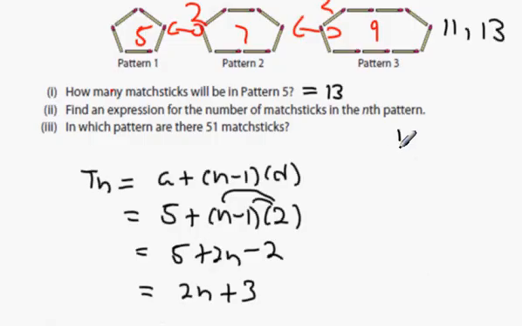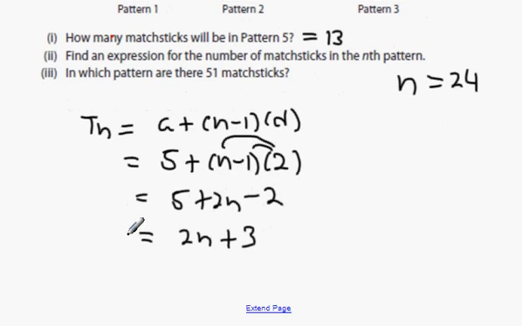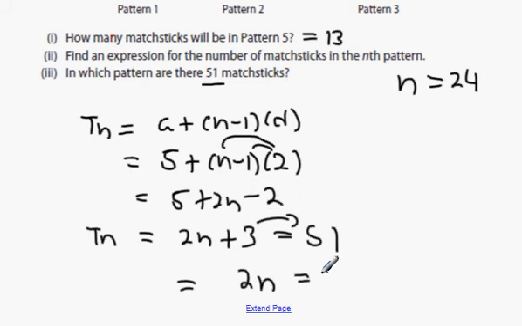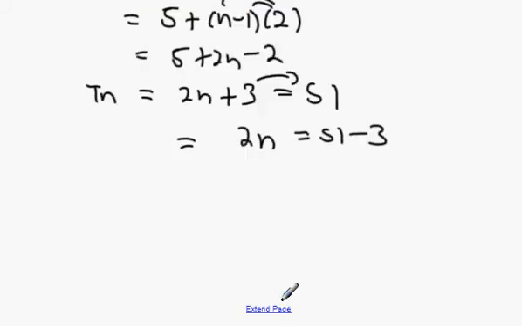Now, how do you prove that? How do you show that? So, what we're going to do is, whatever we do, n must be equal to 24. Do you got it? So, therefore, Tn is equal to 2n plus 3. 2n plus 3 must equal 51. Therefore, 2n equals 51 minus 3. 2n must equal 48, and therefore n must be 24, exactly as predicted. Okay?